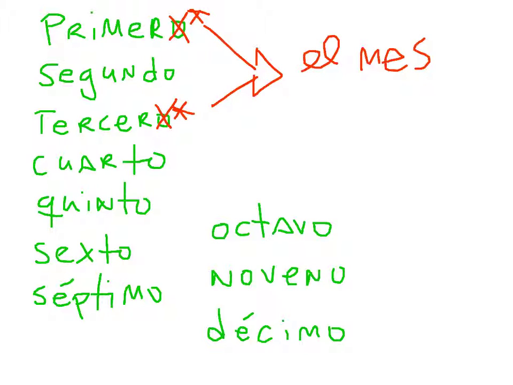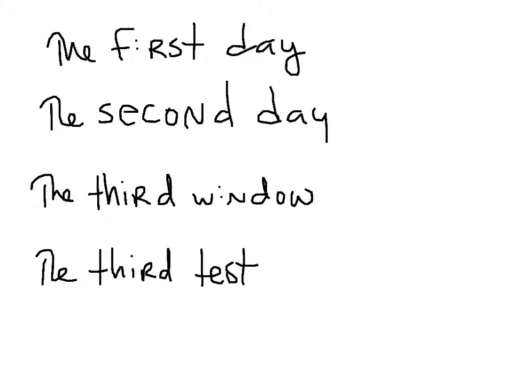So let's take a look at some examples, shall we? For example, here we have the 1st day, the 2nd day, the 3rd window, and the 3rd test. Now remember, with the 1st and 3rd, if it's followed by a singular masculine noun, we have to drop the O. So in this particular case, we'll start with the 1st day. The word for day is dia, and it happens to be masculine. So in this case, we'll write it as el primer dia. And the reason we write primer is because dia is a masculine noun, singular, and we drop the O.